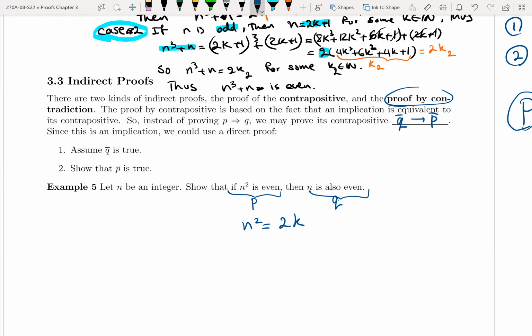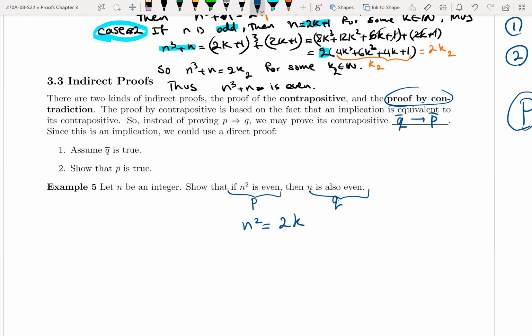So what do you think? What should be your next step if you want to show n is also even? What would be your next step if you want to get to n being also even? What do you think? Idea? No? Yeah, you want n by itself.